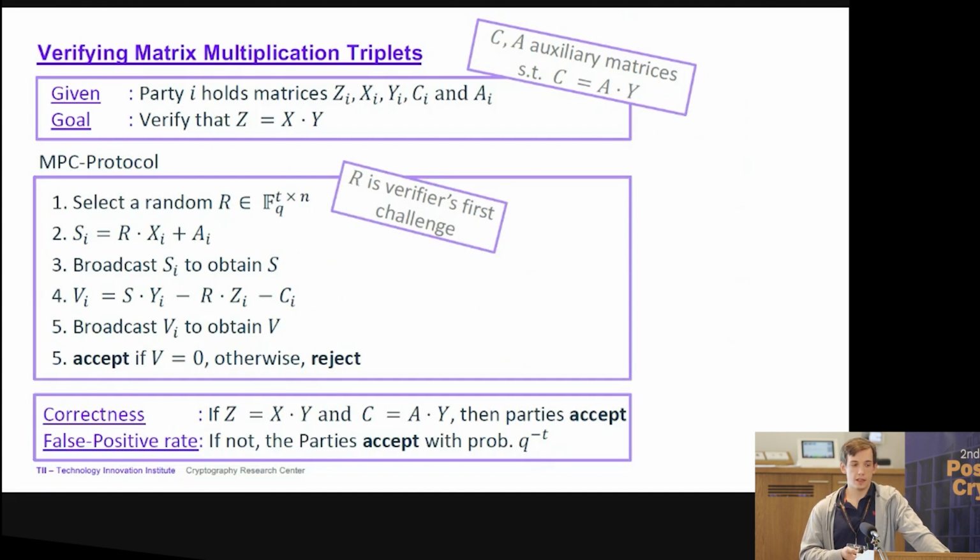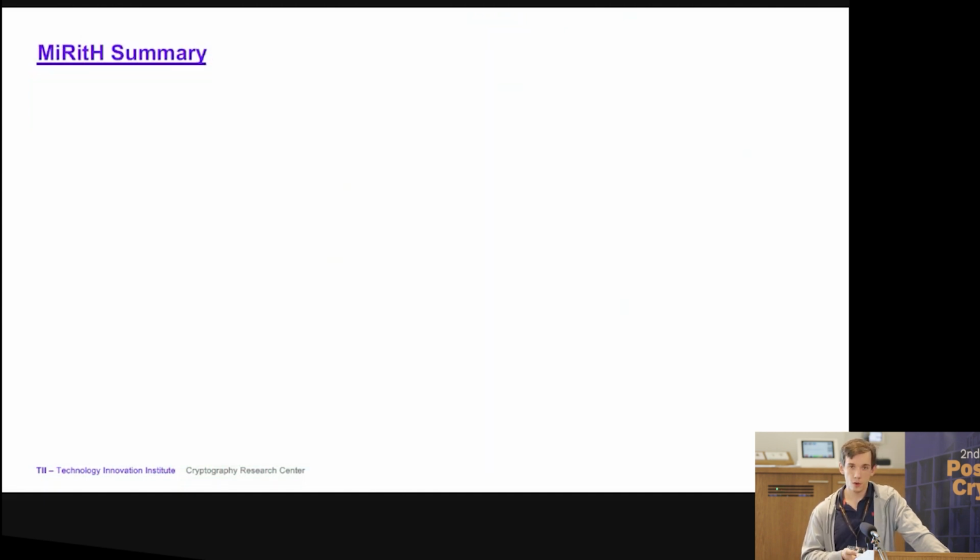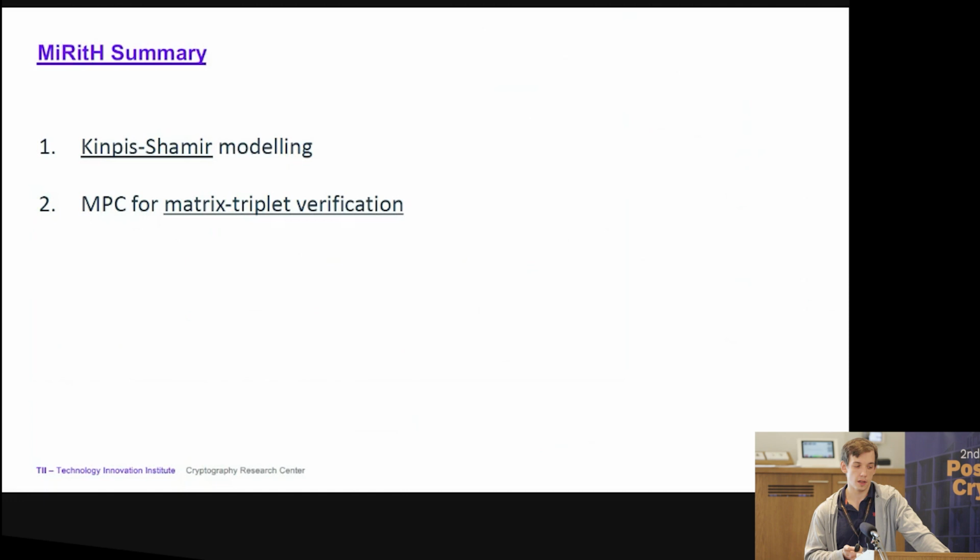On top of this MPC protocol, we then apply the full MPC in the head machinery to obtain our signature scheme. So in summary, we use the Kipnis-Shamir modeling to obtain a linear relation that allows us to use the MPC protocol for matrix triplet verification.